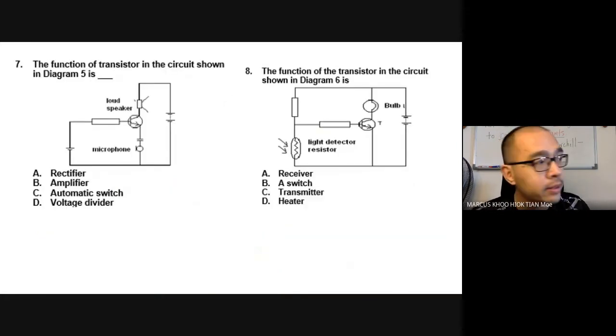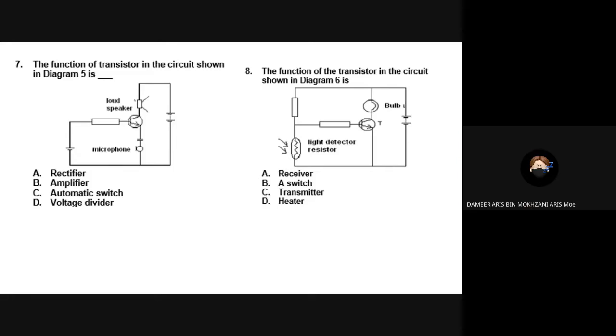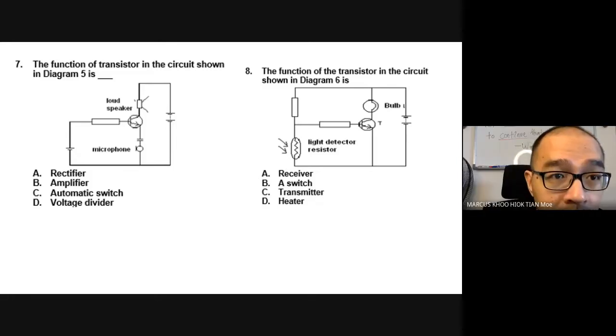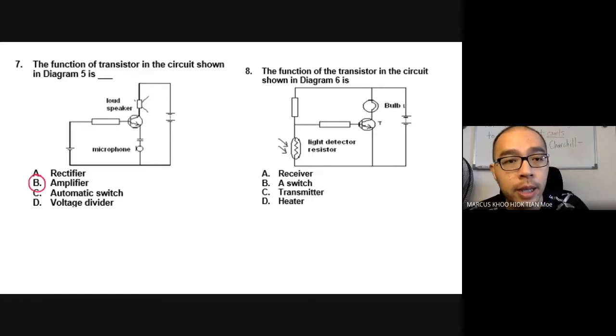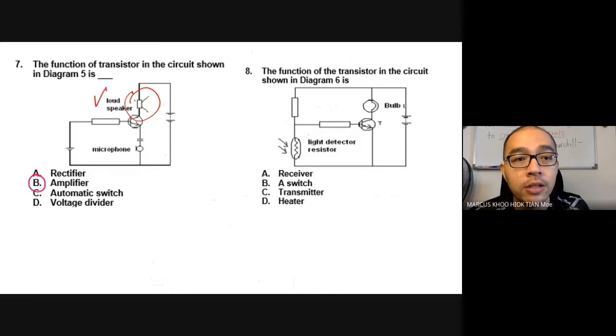Okay, number 7. Next person. Damir. B. Voltage divider. Okay, good. Amplifier. Nampak amplifier because it's loudspeaker. So the function of transistor is loudspeaker, then microphone. Ini memang kau nampak sudah amplifier. Rectifier memang out of the question lah.